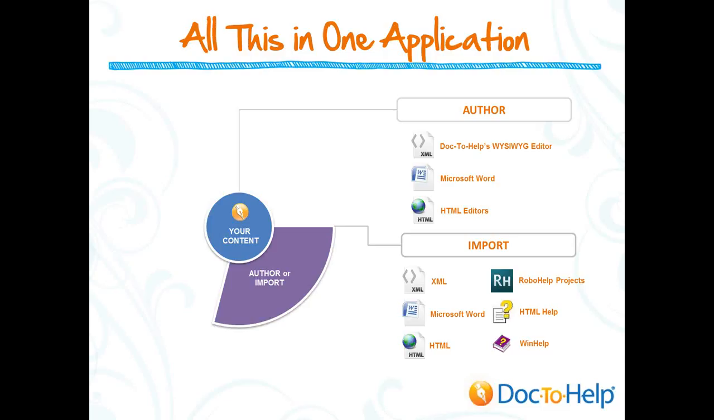Now, Doc2Help is topics-based. That means that it takes the content in your source files and sorts it into individual topics for you. Doc2Help then organizes the topics into a table of contents to make it easier for the user to find the information that they're looking for.